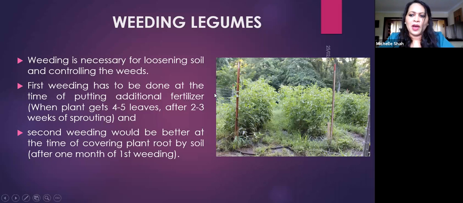Okay, I'll continue. Weeding legumes. Weeding is necessary for loosening the soil and controlling the weeds. First, weeding has to be done at the time of putting additional fertilizer, when the plant gets 4 to 5 leaves after 2 to 3 weeks of sprouting. The second weeding would be better at the time of covering the plant roots with soil, that is after 1 month of the first weeding.